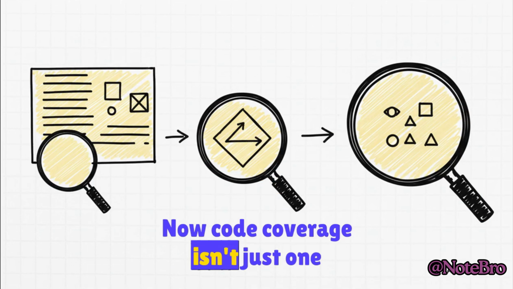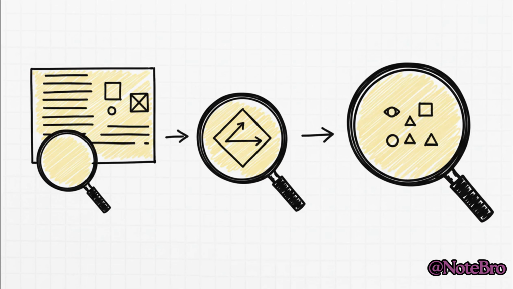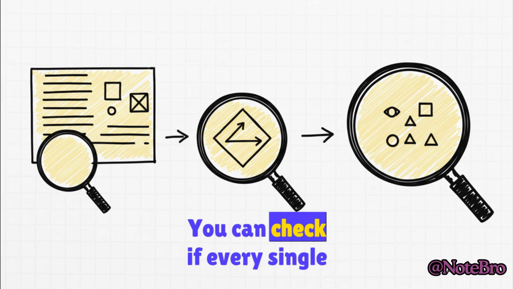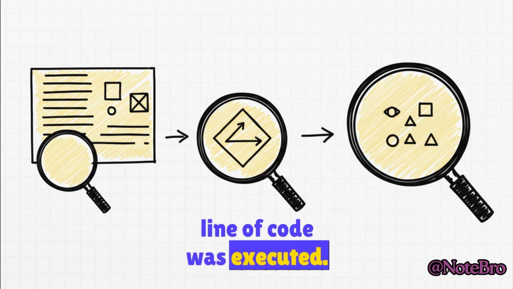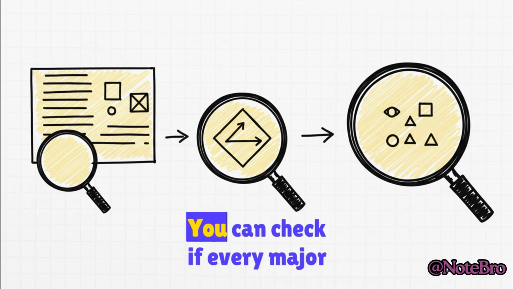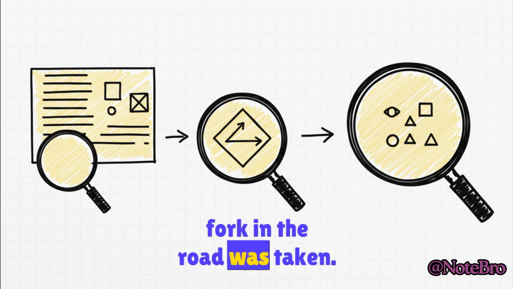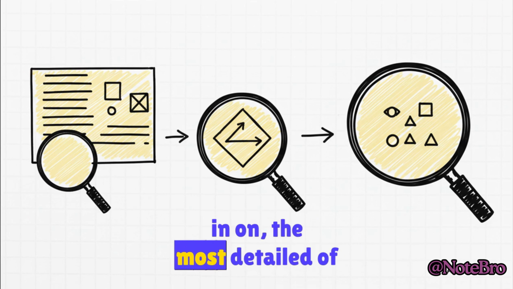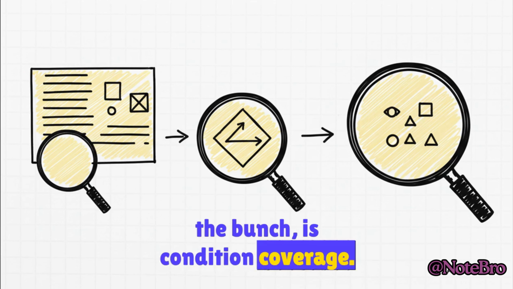Now, code coverage isn't just one single thing. There are different levels of detail, different ways to slice it. You can check if every single line of code was executed, that's statement coverage. You can check if every major fork in the road was taken, that's branch coverage. But the one we're going to zero in on, the most detailed of the bunch, is condition coverage.